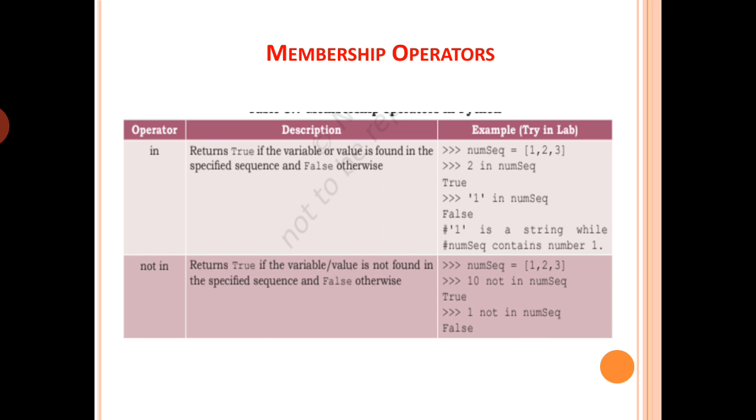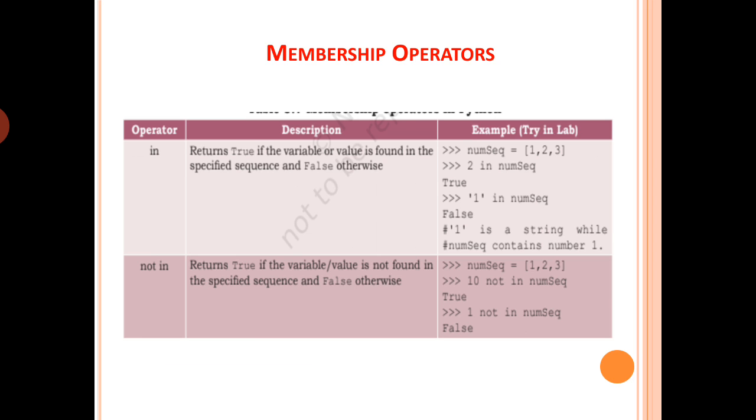Membership operator. Membership operator is used to check if a value is a member of the given sequence or not. There are two membership operators, in and not in. In operator returns true if the variable or value is found in the specified sequence and false otherwise.